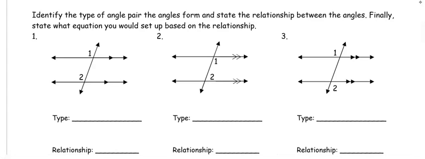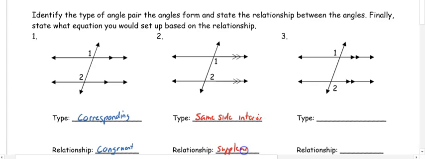So in number one, we have the two angles. They're in the same position of their group of fours. So these would be corresponding angles. And corresponding angles are going to be congruent. In number two, we have two angles that are on the same side of the transversal, and they are between the lines that are parallel. So these are going to be same side interior angles, and their relationship is going to be supplementary.